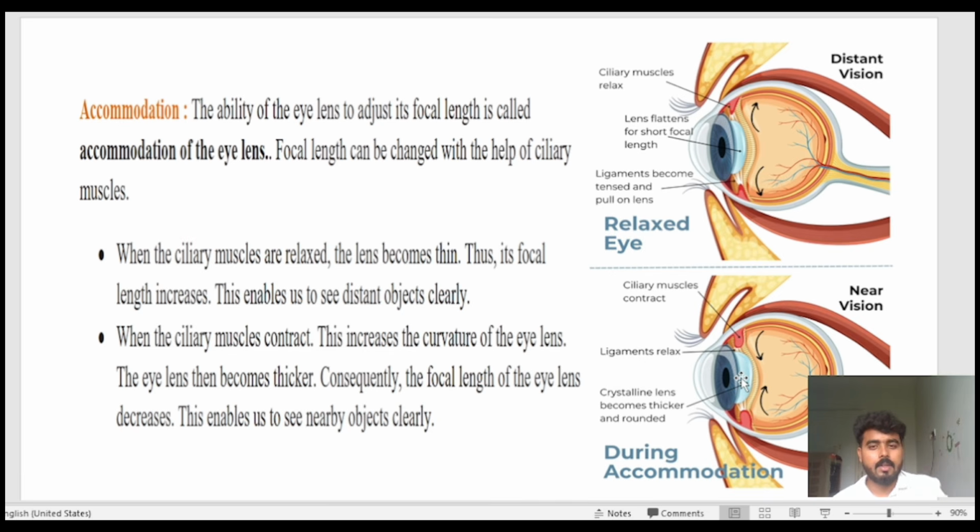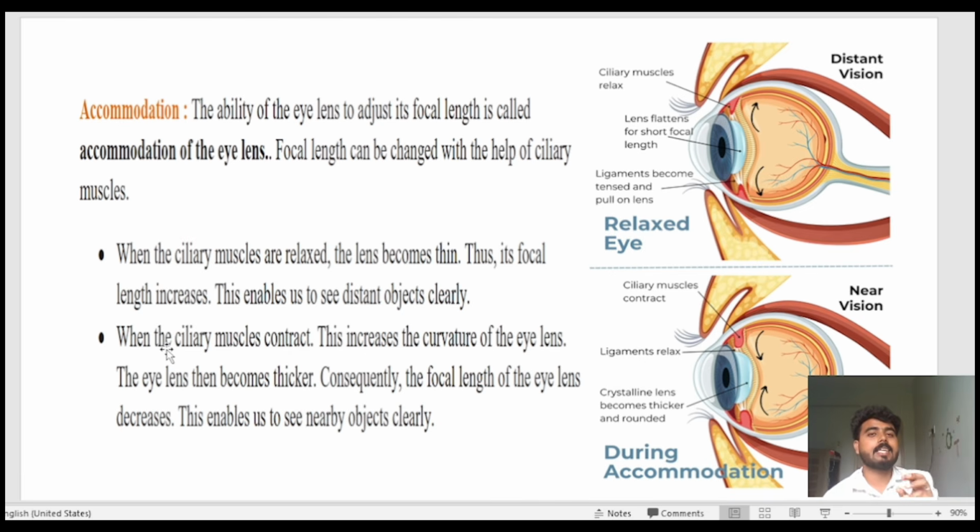So when the ciliary muscles are relaxed, the lens becomes thin. Here in the first diagram, we can see that the lens is thin. Here the lens is bulged. Thus, when the lens is thin, focal length increases. If we have a thin lens, the focal length of the lens is increased. Thin lens means focal length increases. So that is the relaxed eye.